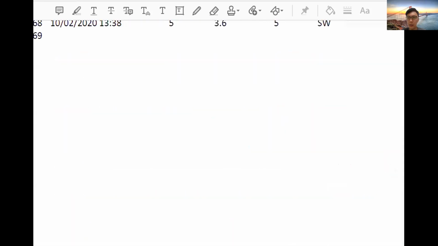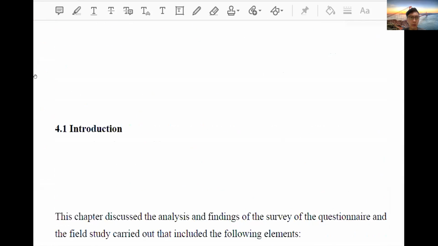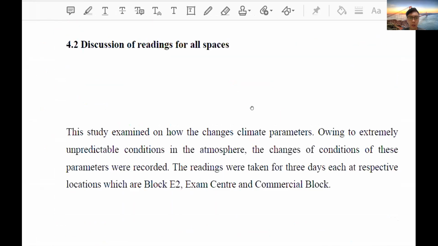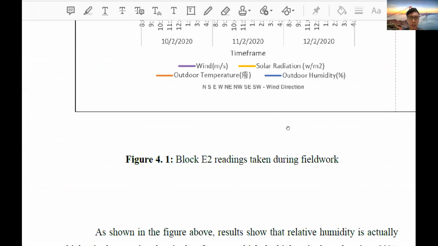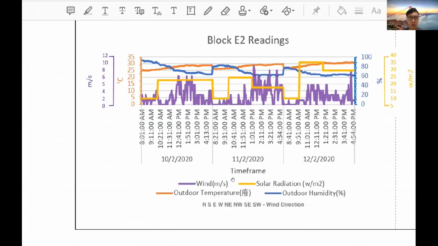Okay, so let me show you how your friend digests this info. In chapter 4, what she did is she did block E2 readings taken during fieldwork. This is the wind speed, the purple one. This is the time, and this is the solar radiation. The dark orange one is the outdoor temperature, and the blue one is the outdoor humidity.